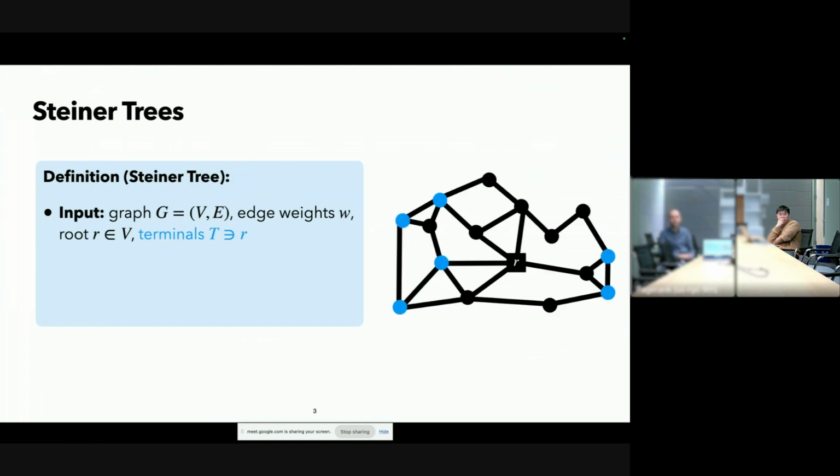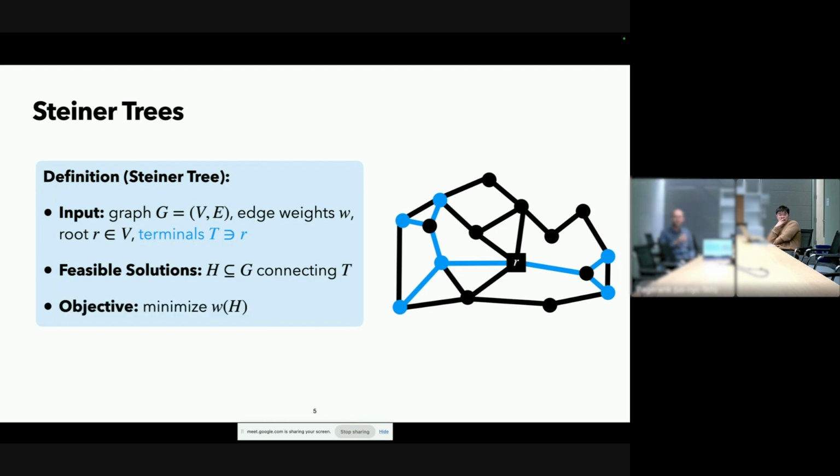So I have my root here. The blue nodes are all of my non-root terminals. And now my goal is to just find some subgraph of this graph which connects all the terminals. So for instance, this solution in blue is a feasible Steiner tree solution. You're not really using R. So far I'm not using R, and you'll see why I'm talking about R. So our goal in Steiner tree, consistent with the story that I told before, is just to minimize the total cost of all the edges in the Steiner tree.